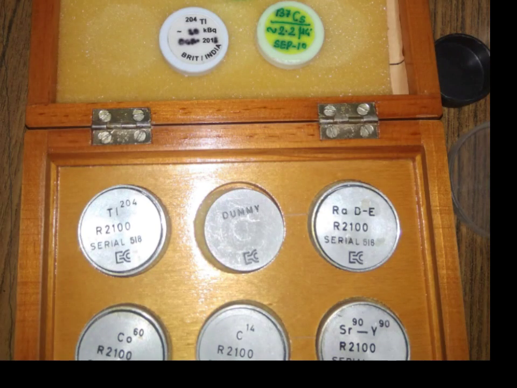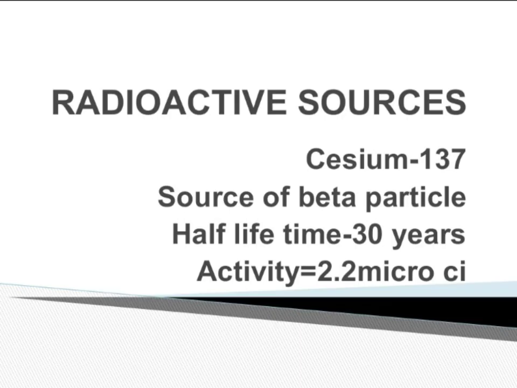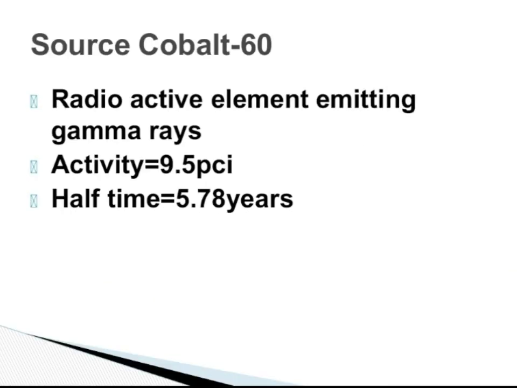Radioactive source cesium-137. It is a source of beta particles, half-life 30 years, activity 2.2 microcurie. Cobalt-60. It is a beta and gamma ray source, half-life 5.78 years, activity 9.5 picocurie.